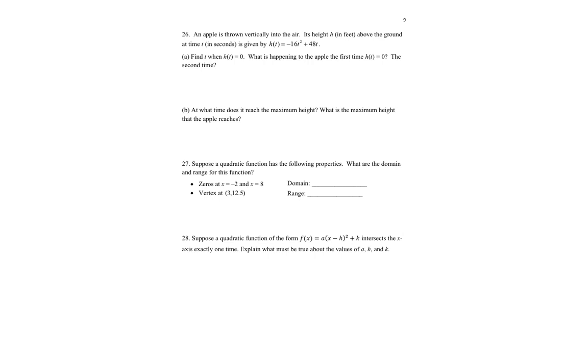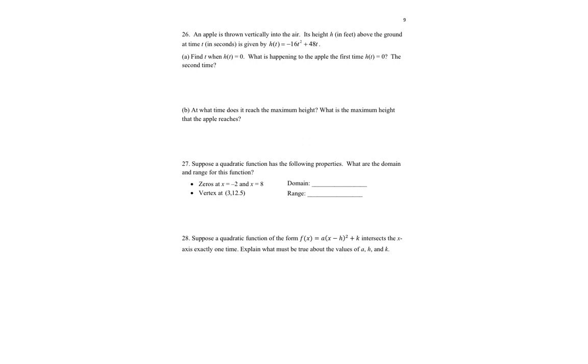Okay, so for number 26, as an apple is thrown vertically into the air, its height h in feet above ground at time t in seconds is given by h of t is equal to negative 16t squared plus 48t. So we have to find t when h of t is equal to 0. And then it asks what's happening the first time and the second time.